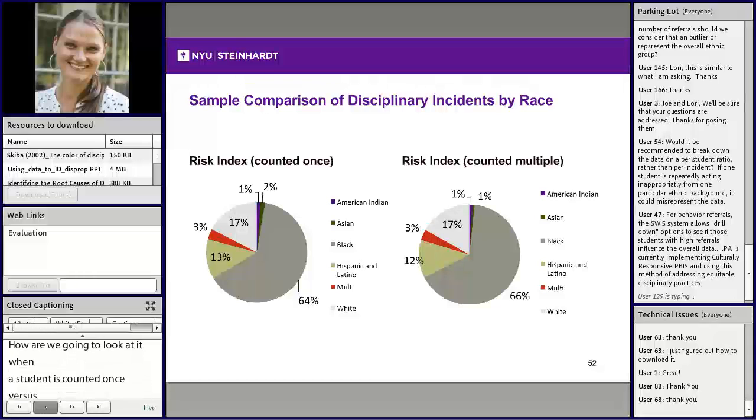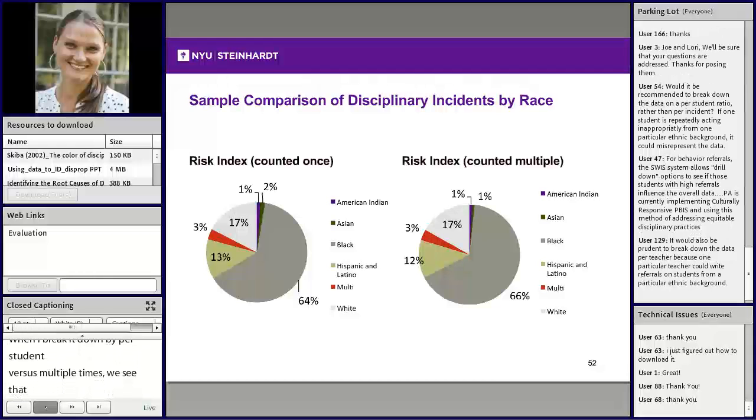So this is actual district data that I've reduced to counting a student once versus multiple times. So just for numbers' sake, we could say that for the graph on the left where students are counted once, there's 100 students involved in disciplinary incidents in this school, but they make up 1,000 incidents. Right? So we're looking at the same data, but we're thinking about it in different ways. And when I break it down by per student versus multiple times, we see that there's not a lot of disparity between that one student, that student's always getting referred, they're always getting in trouble. Of course, our numbers are high.